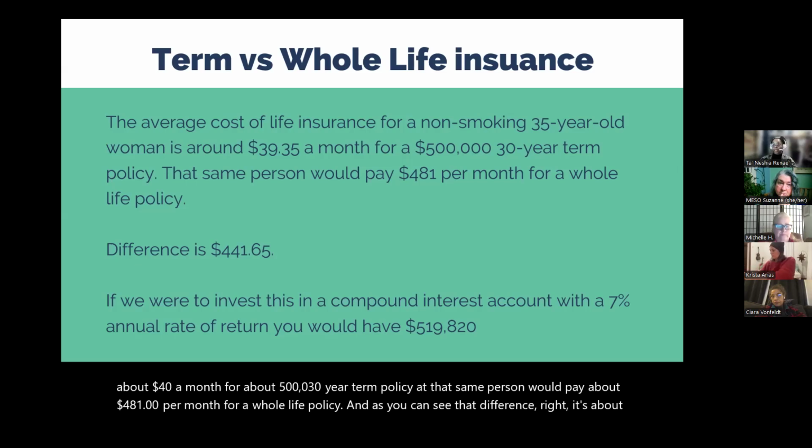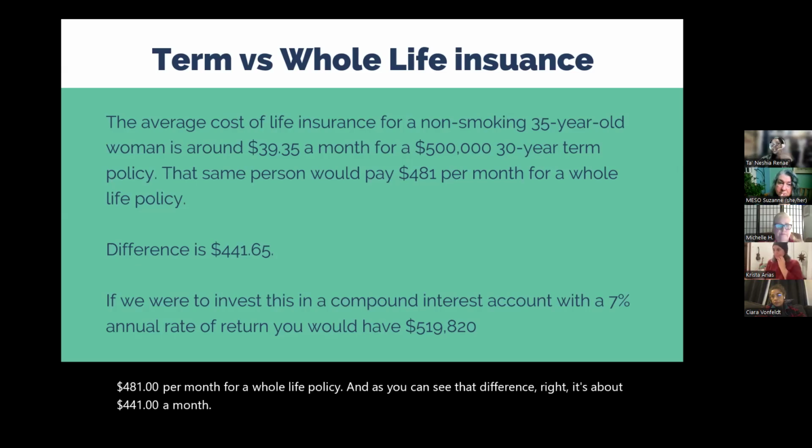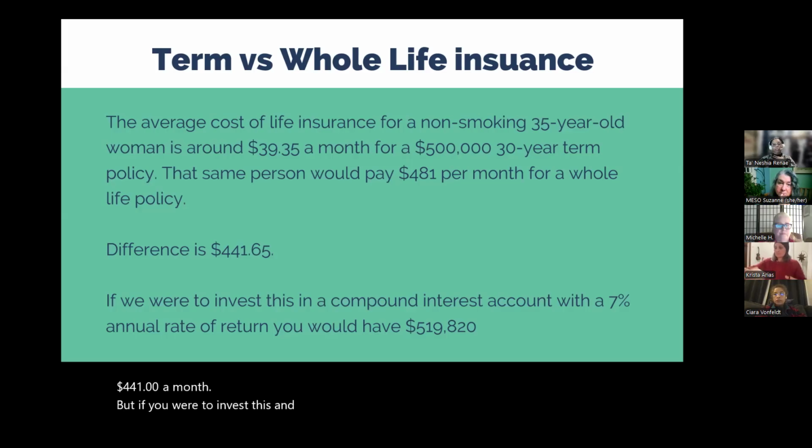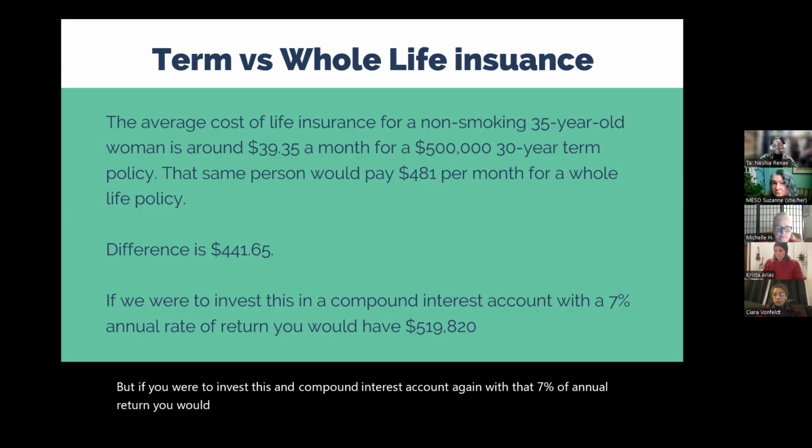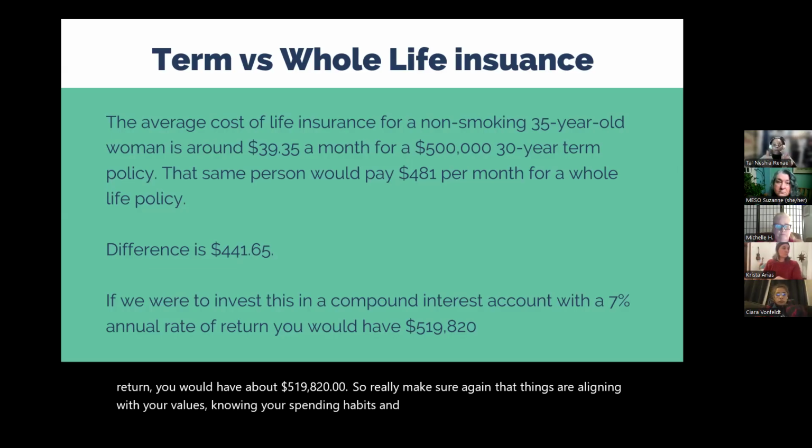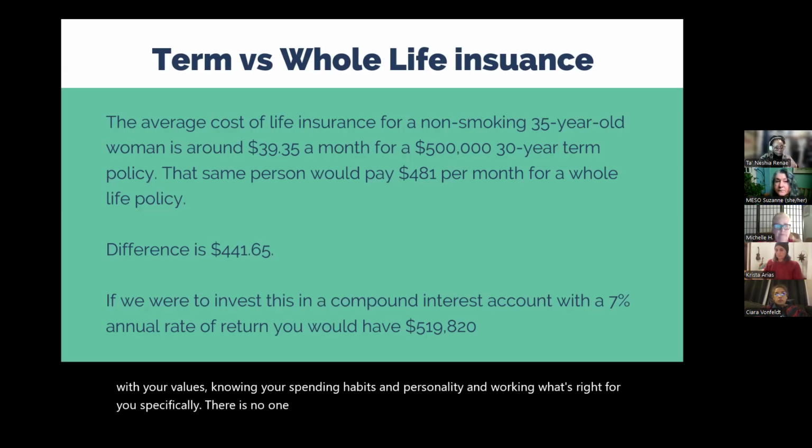But if you were to invest this in a compound interest account, again with that 7% annual return, you would have about $519,820. So really make sure, again, that things are aligning with your values, knowing your spending habits and personality, and working out what's right for you specifically. There is no one-size-fits-all when it comes to your financial plan. We're just giving you tools on how to optimize your financial plan and your goals.